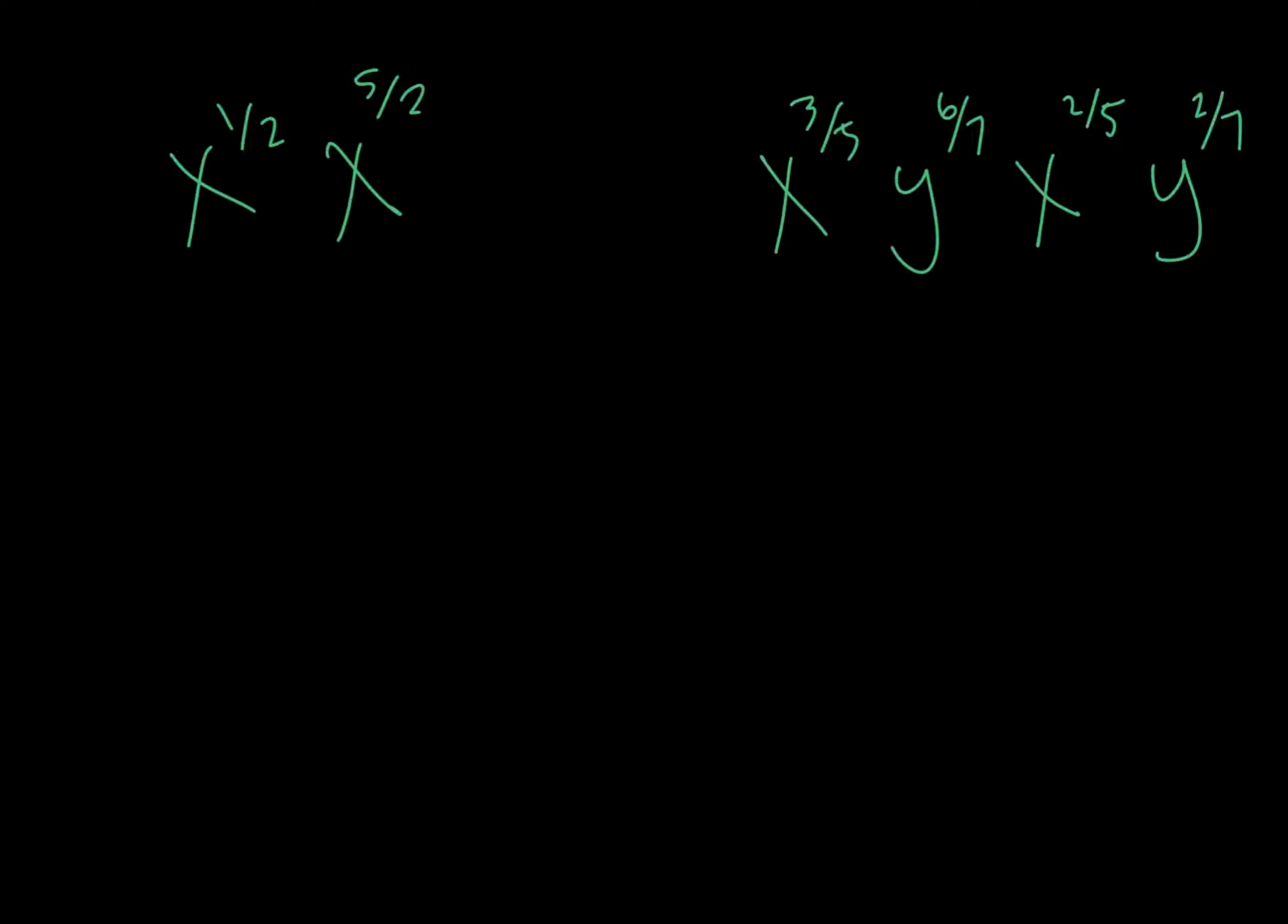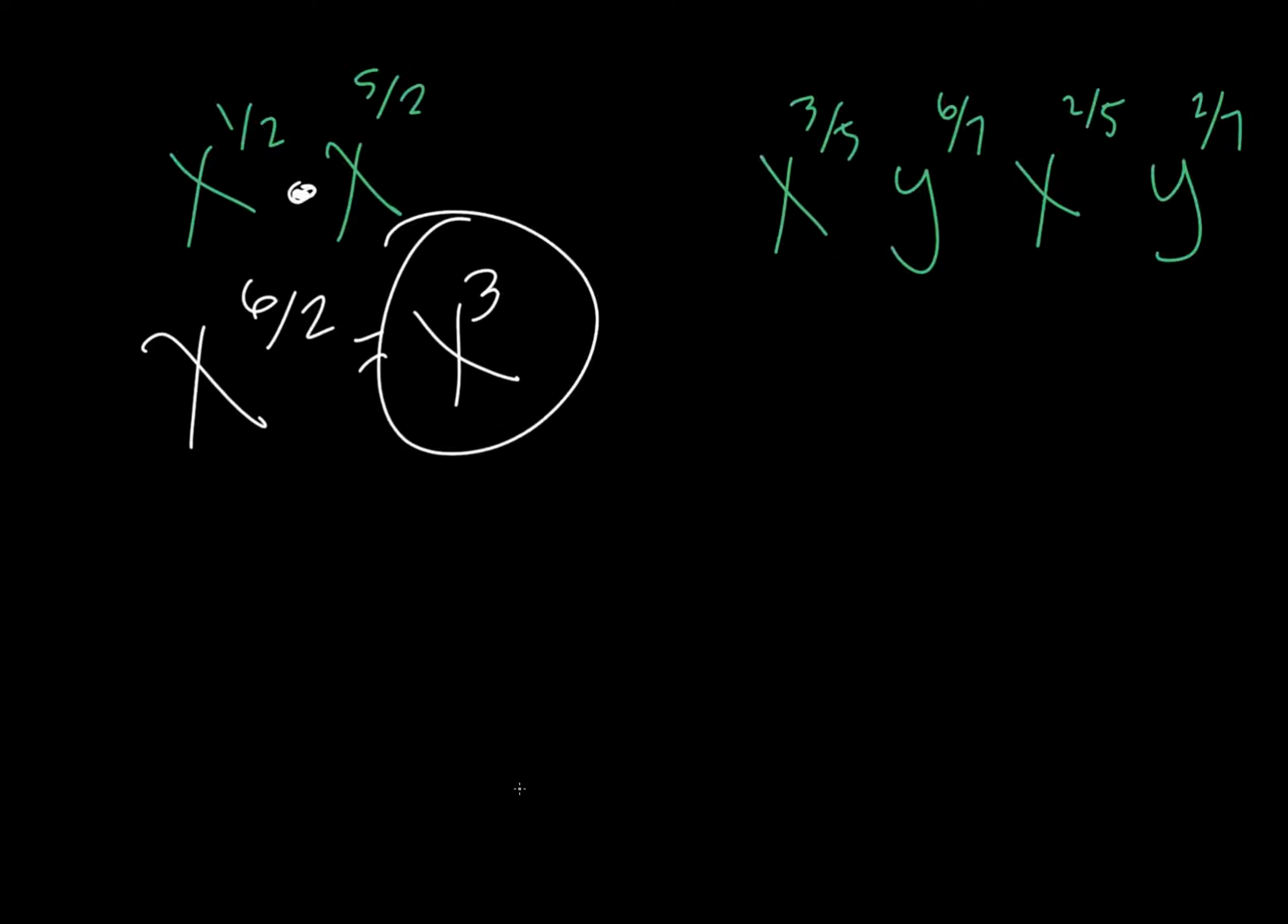Okay, so we have these two problems. This is a situation where we add exponents because our operation is actually multiplication, but we add the exponents. So 1 plus 5 is 6, and it's still over 2. 6 over 2 would be a 3, so the answer to that is x to the third.